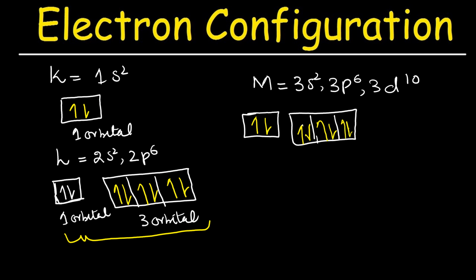Similarly, if we consider the 3d10 subshell of the atom, it has 10 electrons in it. It has a maximum ability to accommodate 10 electrons. So this subshell will have 5 orbitals, 1 2 3 4 5 orbitals, in order to complete the 3d subshell.